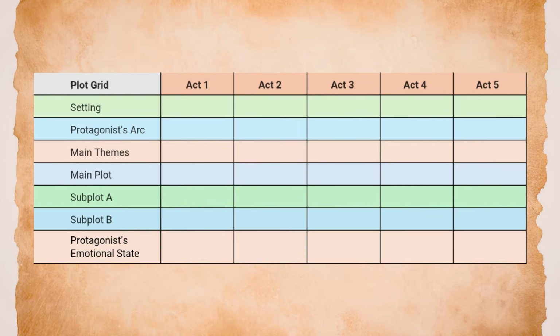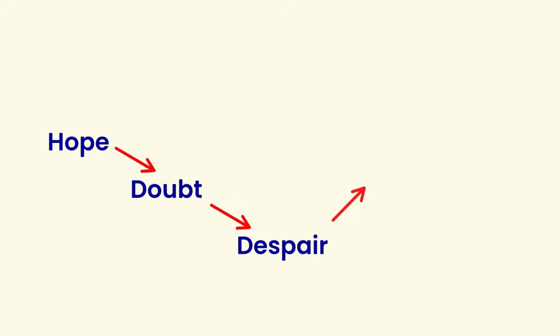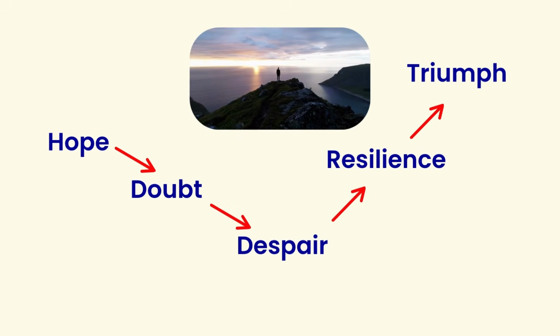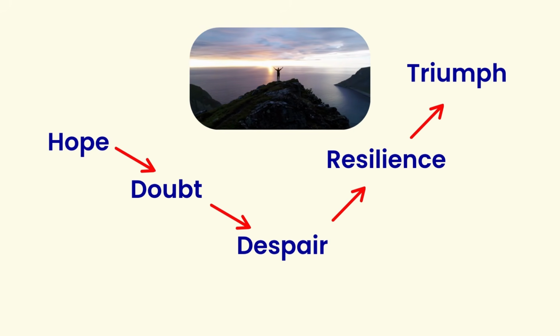In step 2, add a row called Protagonist's Emotional State to your grid. Here, you'll map how their feelings change in response to the plot. An emotional progression could look like hope, to doubt, to despair, to resilience, to triumph. This ensures your story isn't just a sequence of what happens next, but a meaningful journey of inner change.